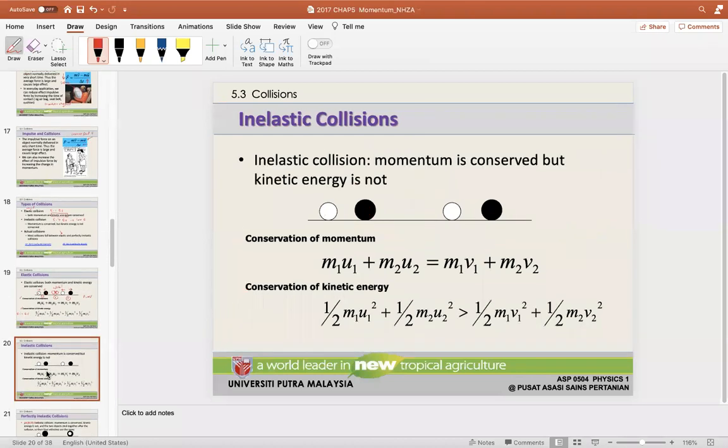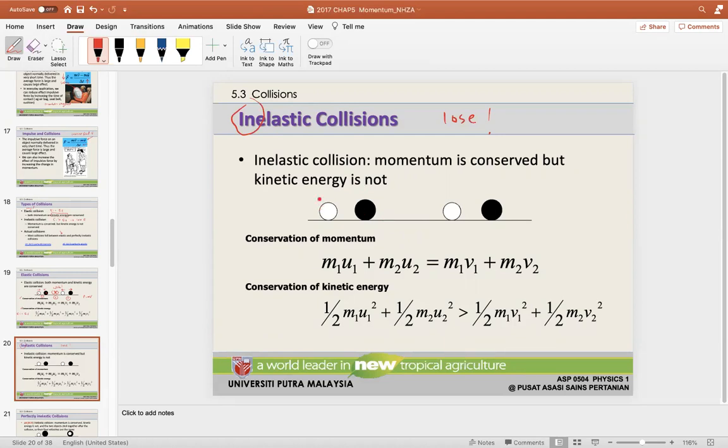And then we have inelastic, which means that we are losing energy. In is a negative word, lose energy. That's how you remember it. In an inelastic collision, momentum is conserved, but kinetic energy is not.